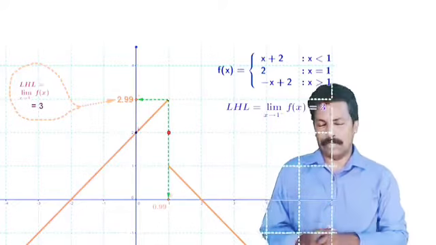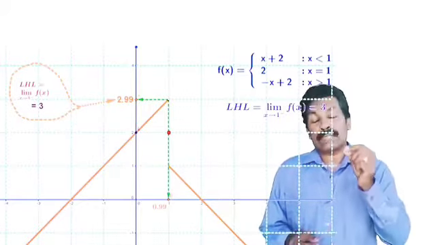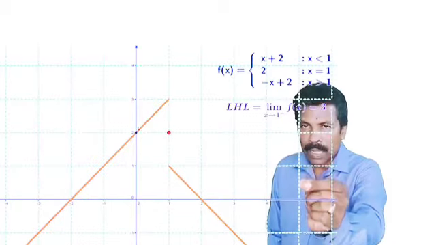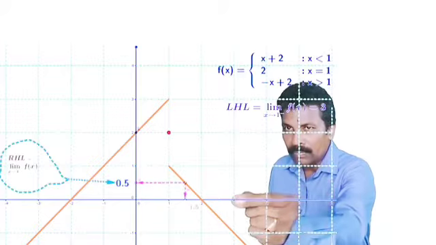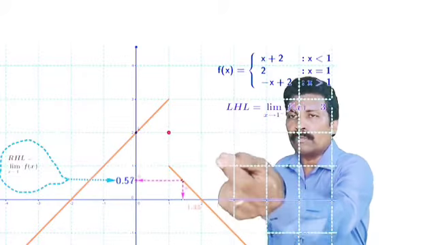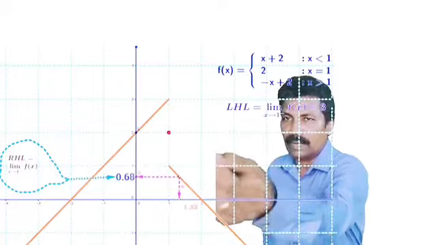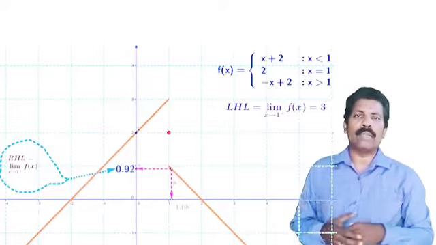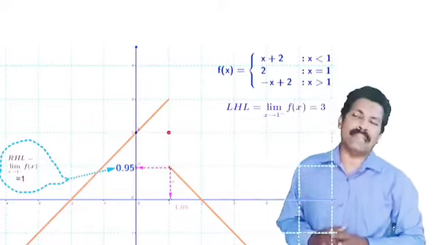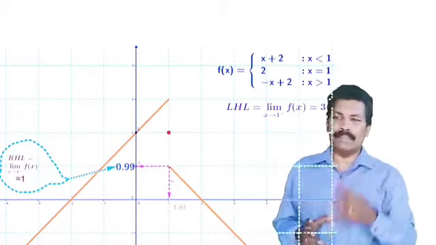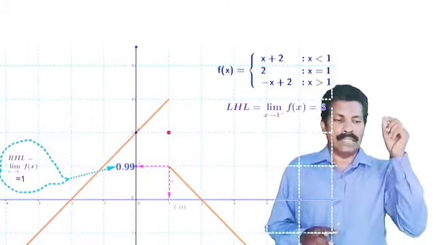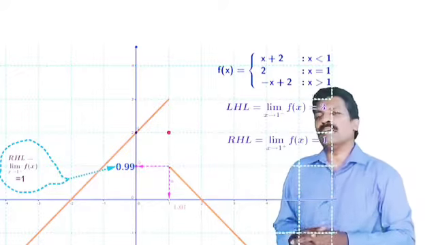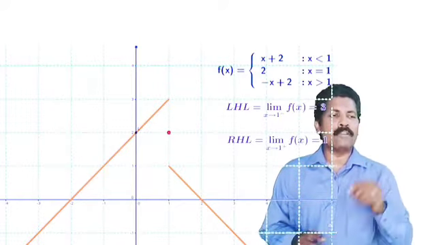Now what about the right hand limit? This time x is taking values slightly greater than 1. X is approaching 1 but taking values slightly greater than 1. See, x is approaching 1, then y is approaching 1. You can see the tending value here is 1 only for f of x. So that is the right hand limit. We can say right hand limit is equal to the limit of f of x as x tends to 1 plus, that is 1 only.